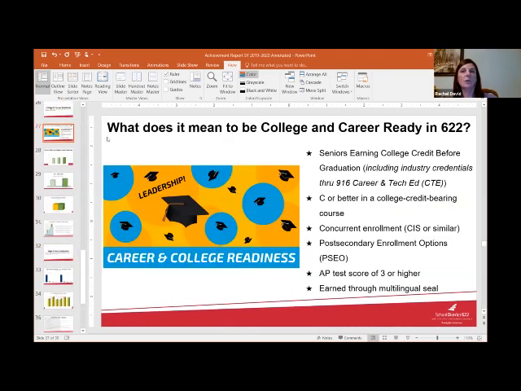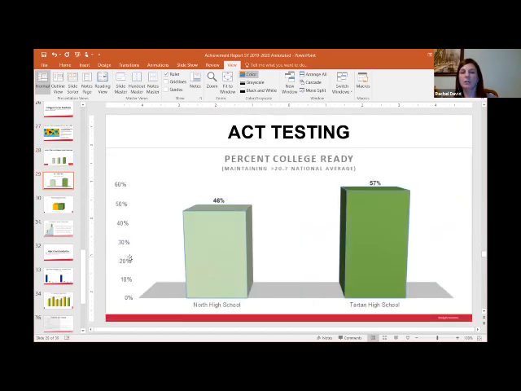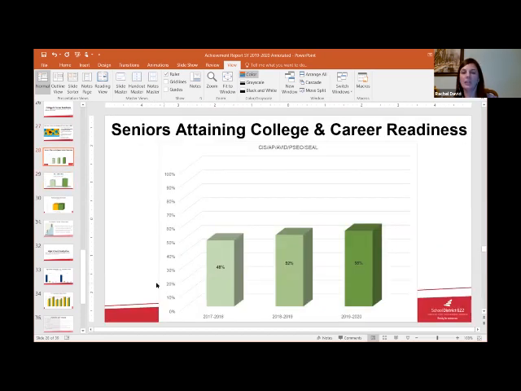Let me see here. So here's the criteria set forth by 622 advisory. This is how we identify all of our students in terms of whether they would be considered college or career ready. And then here's our historical data. You can see over the last 3 years, we've continued to grow, making a 3% growth from last year to this year.